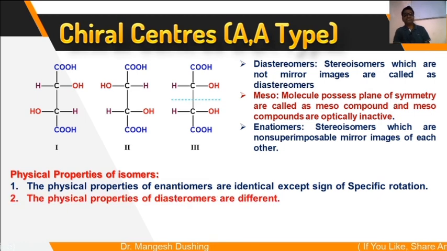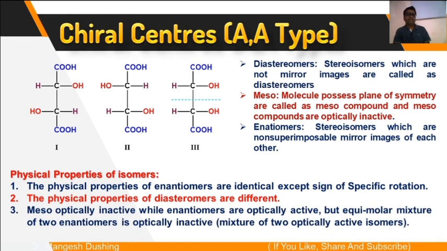The physical properties of diastereomers are different. As their structures are very different, their physical properties as well as chemical properties are also different. Meso compounds are optically inactive, while enantiomers are optically active. But if we mix equimolar amounts of 2 enantiomers, it is optically inactive. That mixture of 2 optically active isomers is optically inactive.